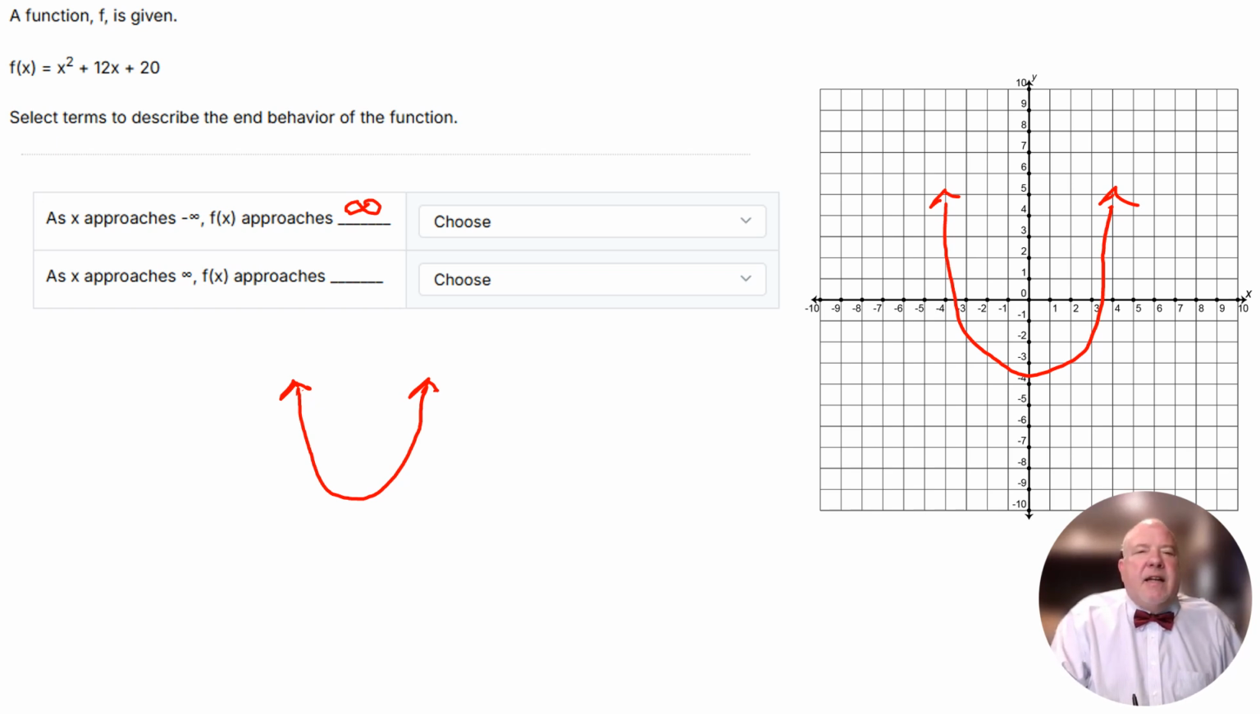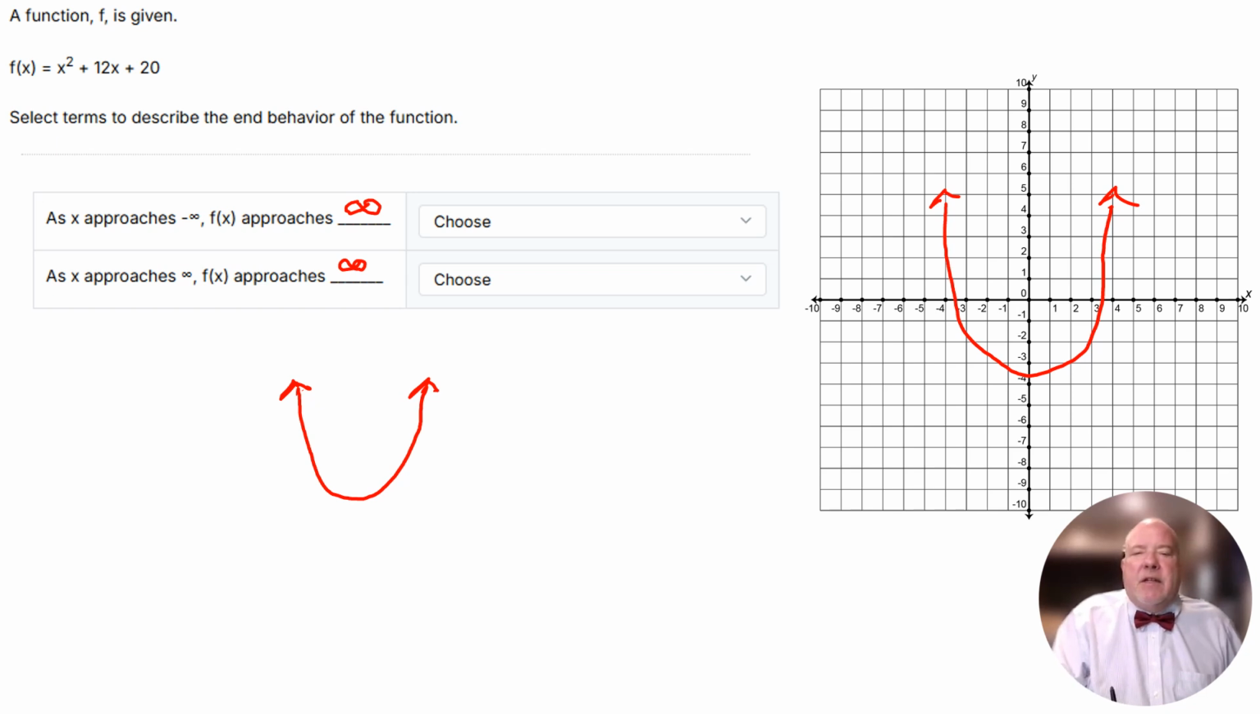And then it says as x approaches positive infinity. So that's just looking at the other side now. As I go to the right, as x gets bigger, what happens to the y value? It's the same thing. It just keeps going, and it's also going to approach infinity. So this one is also infinity.